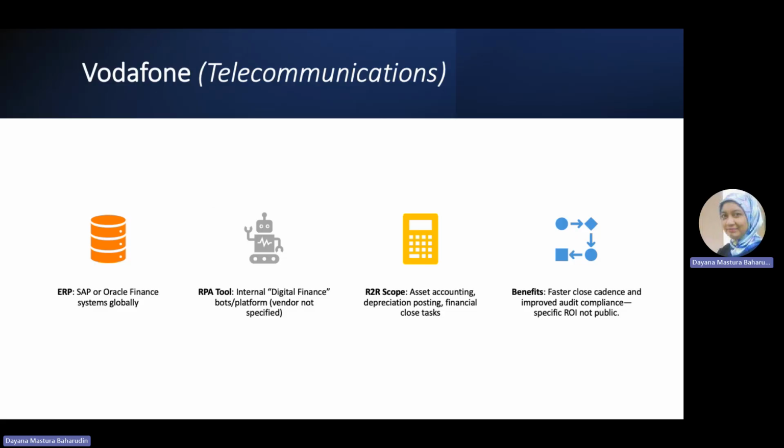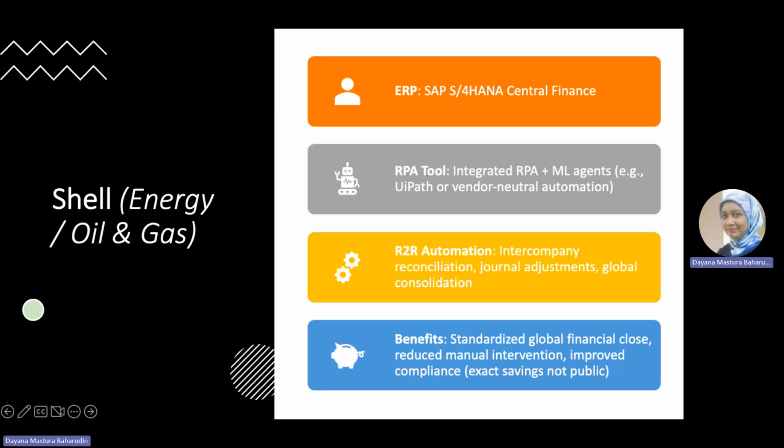Okay. Sometimes they don't want to disclose, so don't worry about that. R2R scope: asset accounting, depreciation posting, financial close tasks. Benefits: faster close cadence and improved audit compliance. Specific ROI is not public. This is normal, they don't want to share.